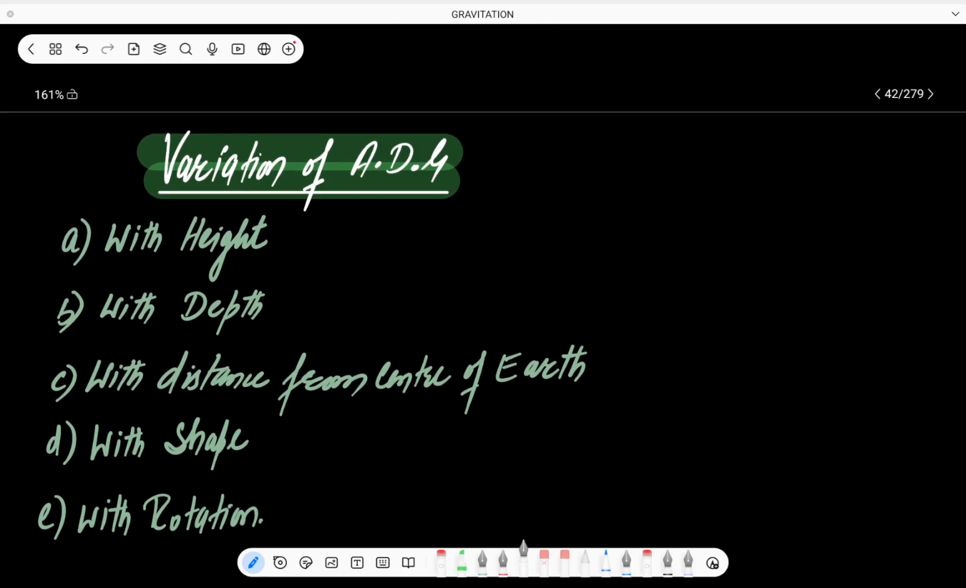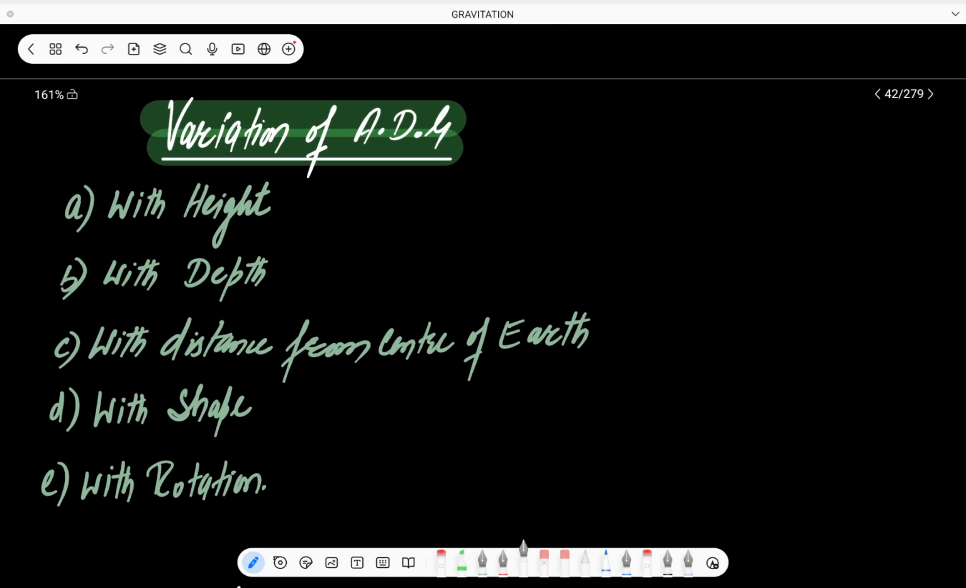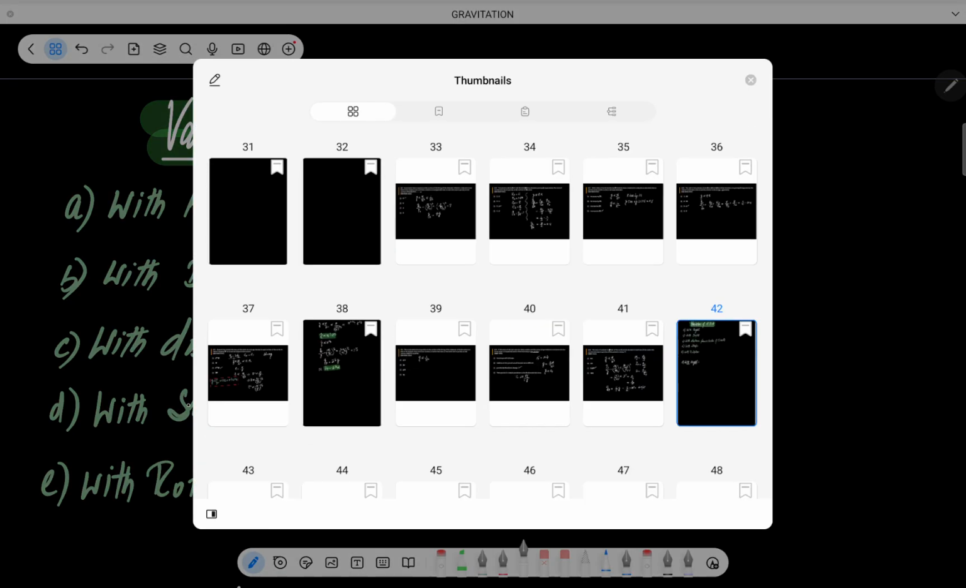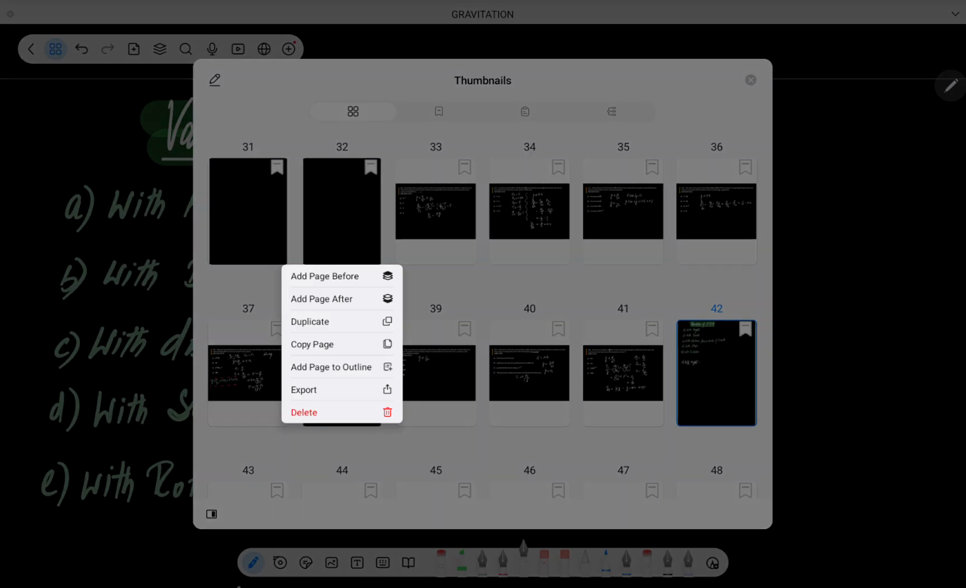Okay, so the next subtopic that we have here is the variation of acceleration due to gravity, the variation of acceleration due to gravity.